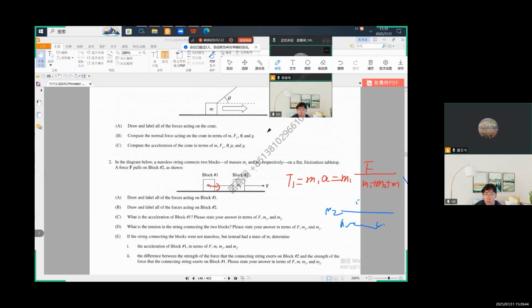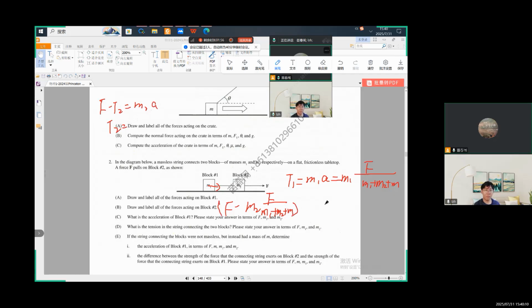I don't really remember that much. So the other one is F minus m2 times F over m1 plus m2 plus m, right? Let me write that again. F minus T2 equals m2a. So T2 is F minus m2a.